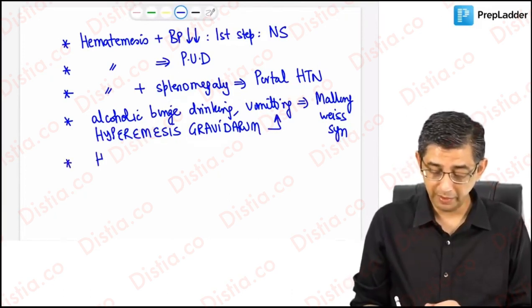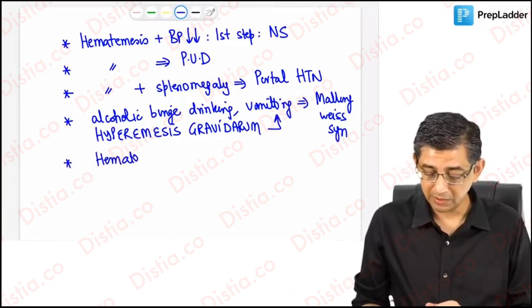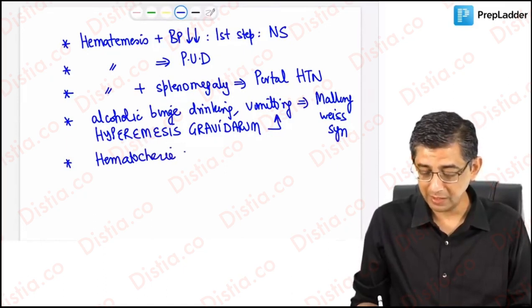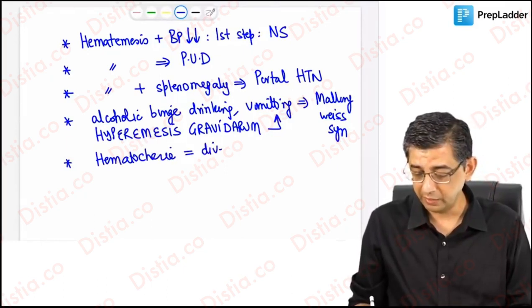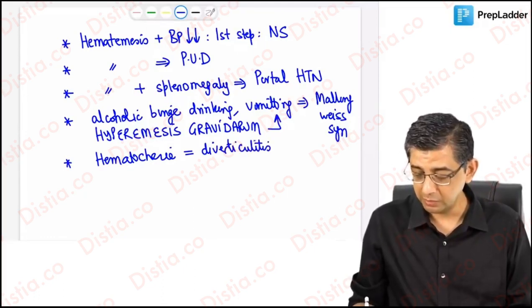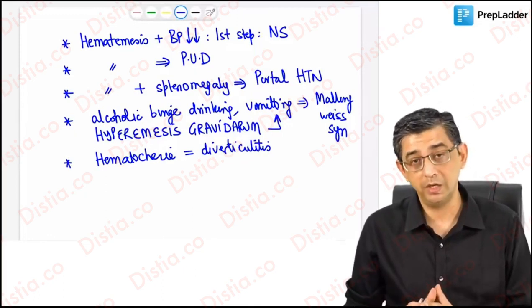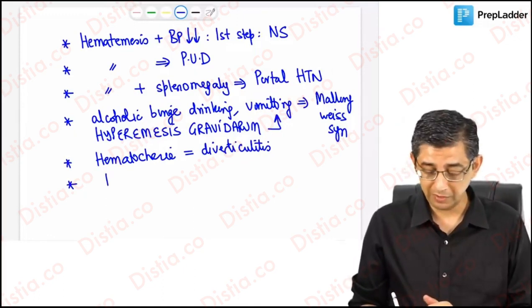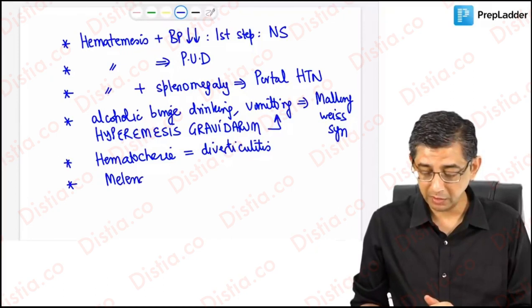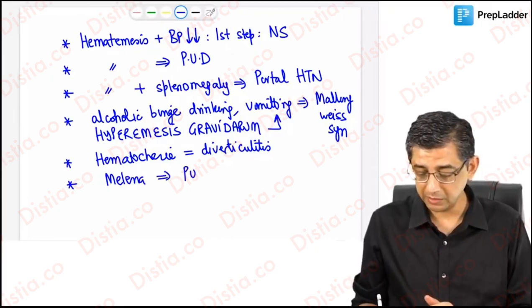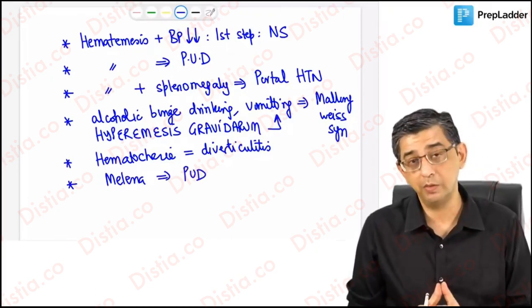I have explained in detail hematochezia per se. The number one cause from exam perspective is diverticulitis. And in fact, because he knows this is an answer, he will ask you what is the imaging modality. So there, your answer would be CT scan and not a barium enema. If he specifies melena in a person, then the number one cause for melena is peptic ulcer disease, and that is where upper GI endoscopy would be done.